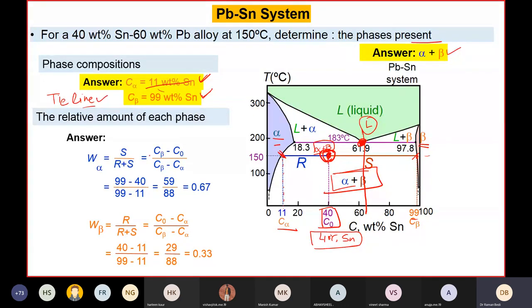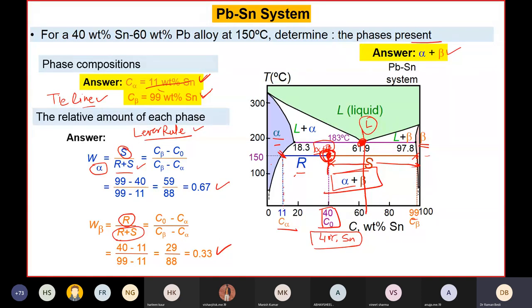The relative amount of phases we will get from the lever rule. If you want to find the amount of alpha, alpha is on this side, so it will be the length of the opposite arm. The opposite arm is this one, written here as S, over the total length, that is R plus S. Similarly for the beta phase, beta is on this side, and the length of the opposite arm is R, so it is R upon the total length of the lever, R plus S.